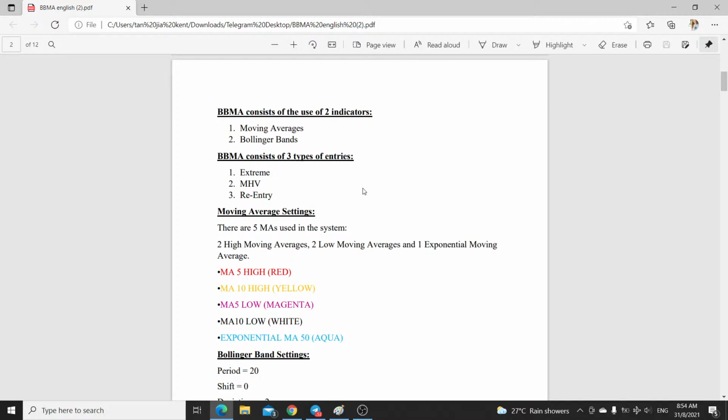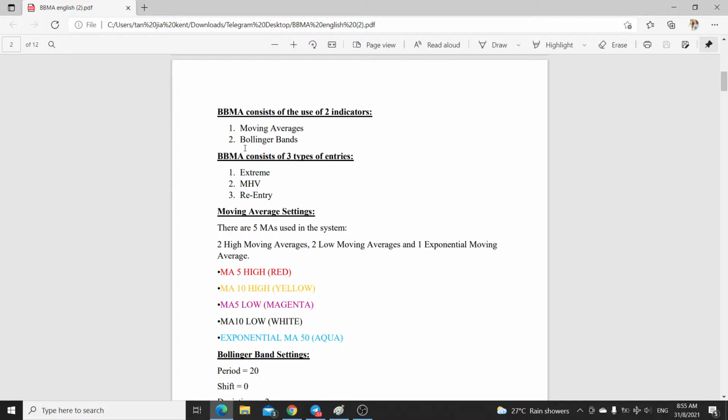And there are three types of entries. It says here there are three types of entry: extreme, MHB, and re-entry. I don't really agree with this one, because it can be quite confusing. Extreme doesn't happen. The success rate of extreme is not very high, and MHB also not very high, but the success rate of re-entry is highest.